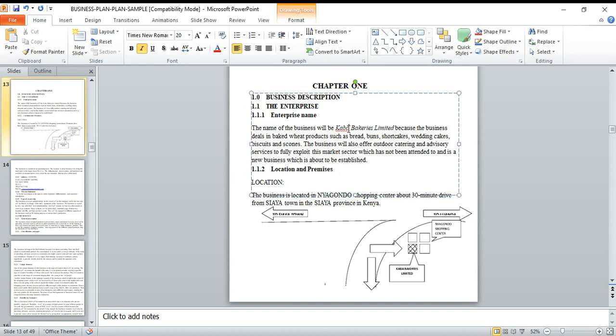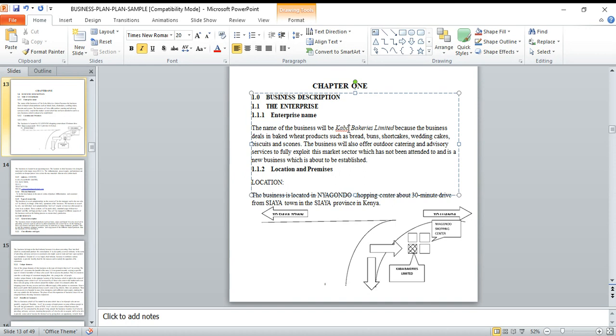So for instance here, the name of the business will be Kaba Bakeries Limited because the business deals in baked wheat products such as bread, buns, shortcakes, wedding cakes, biscuits, and scones. The business will also offer outdoor catering and advisory services to fully exploit the market sector, which has not been attended to and is a new business which is about to be established.